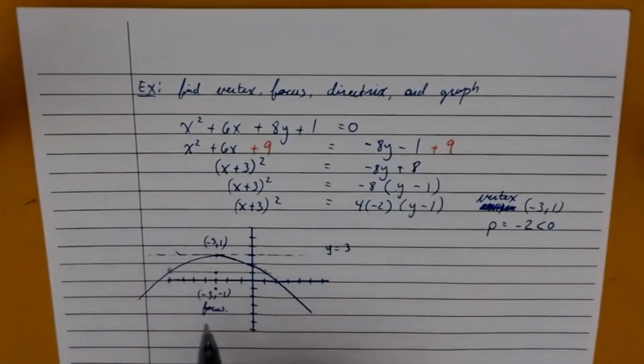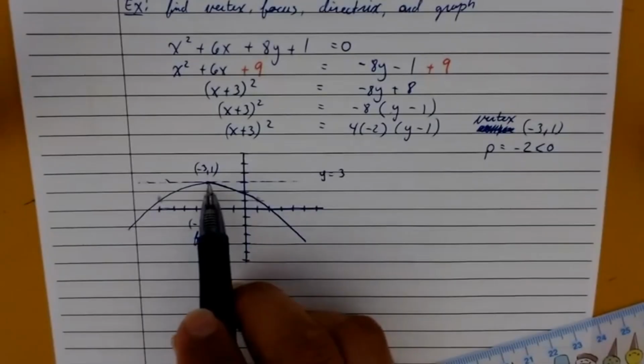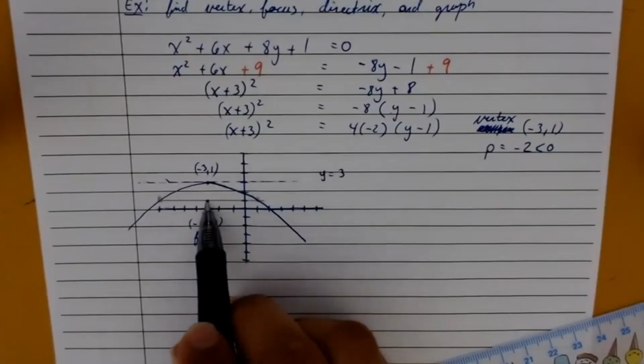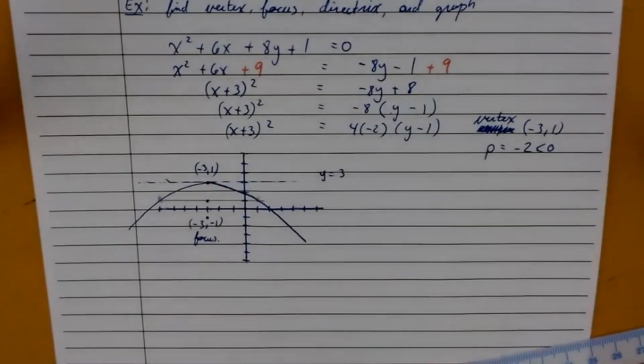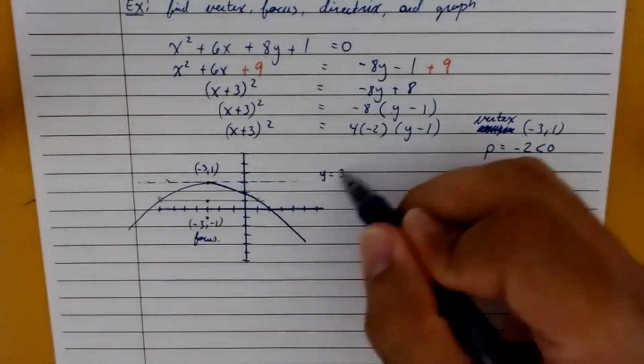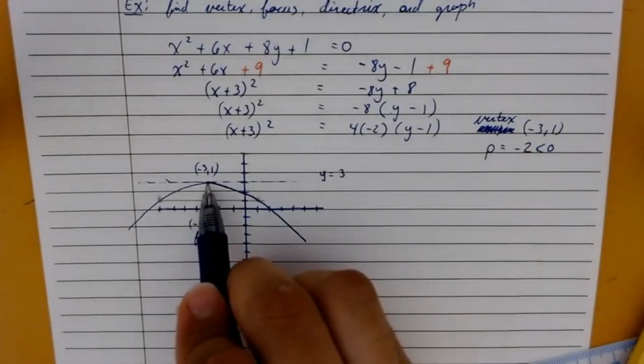I'm sorry, I've made a mistake here, haven't I? I graphed this, sorry, this point is not the vertex. This is the vertex. So I graphed this incorrectly. Here, let me do that again, just this part right here. All of my numbers were right, but I graphed it too high.